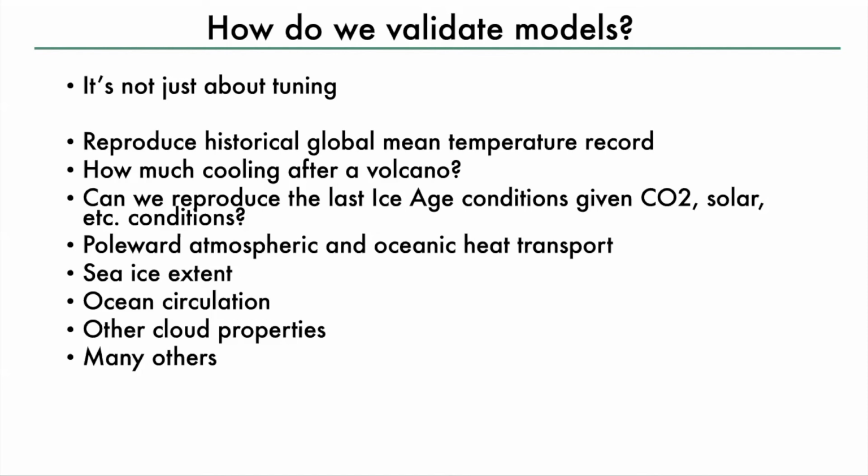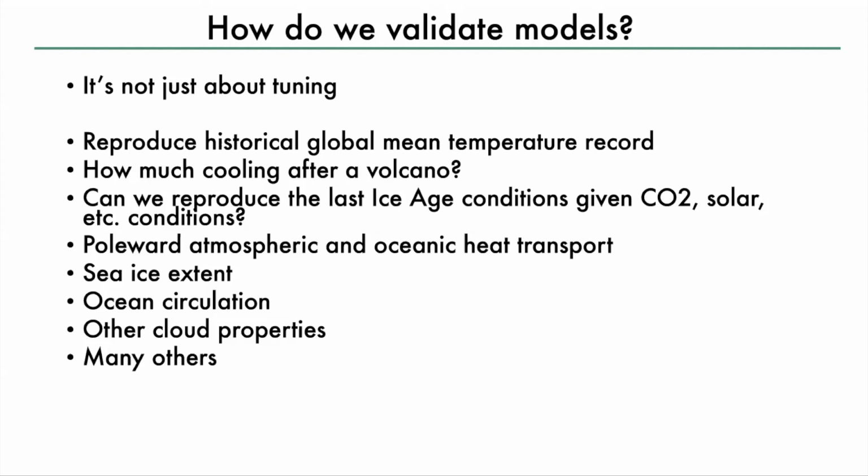So we can look at and see if it reproduces the historical global mean temperature record that we have. We can also look at whether or not the models can reproduce cooling that occurs after a large volcanic eruption, whether or not we can reproduce the last ice age conditions. And then there's also, beyond just global mean temperature, looking at, does the model do a good job of reproducing the ocean circulation, the atmospheric circulation, the heat transport that's done by the atmosphere and the ocean. We can also look at sea ice extent and thickness and see if the models do a good job there.